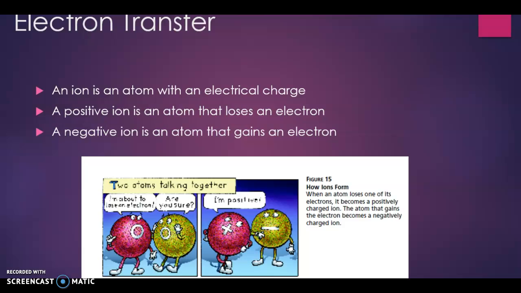We just talked about how atoms are neutral. Well, they do have an electrical charge because they can either gain or lose electrons when they bond, or when they want to bond, I should say. So a positive ion is an atom that loses an electron. A negative ion is one that gains an electron. So that means it wants some valence electrons or it wants to lose some valence electrons. Valence electrons are the ones that are involved in bonding.